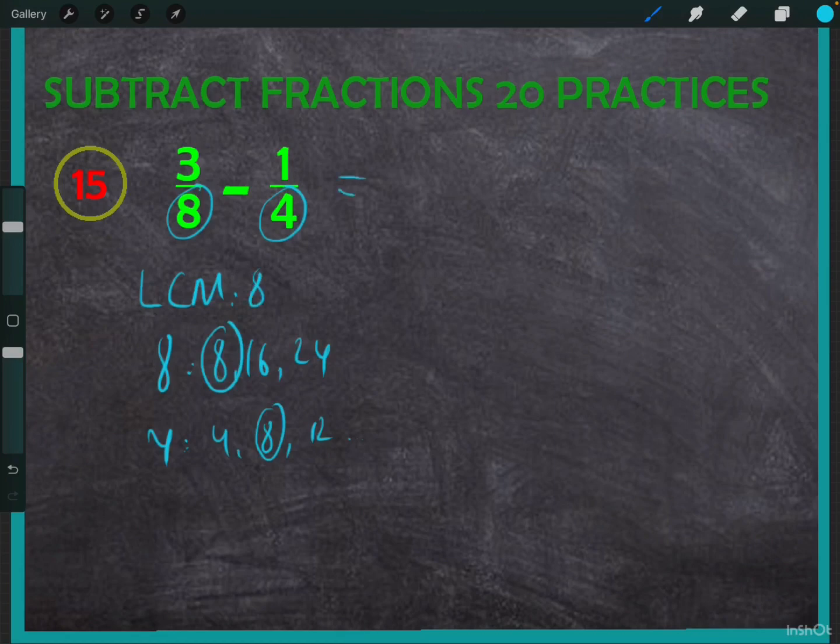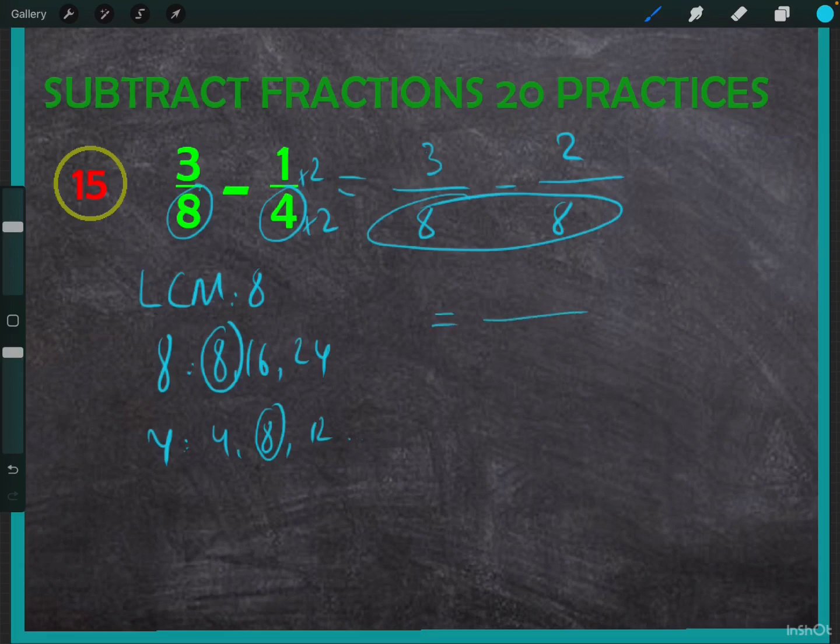From here, we will convert the two fractions into two new fractions which have the LCM in the denominator, which is 8. So the first fraction, 3 over 8, we write again 3 over 8. The second fraction, we must multiply 4 by 2, and when we multiply 4 by 2, we must multiply 1 by 2. 2 times 1 is 2. From here we have the two new fractions with the same denominator, which is 8. So when we subtract them, we just write again the denominator. We subtract the two numerators. 3 subtract 2 is 1. 1 over 8 is the answer.